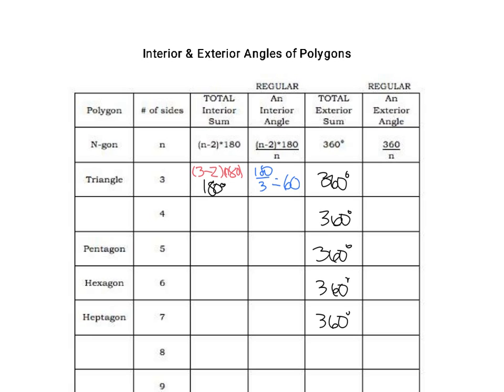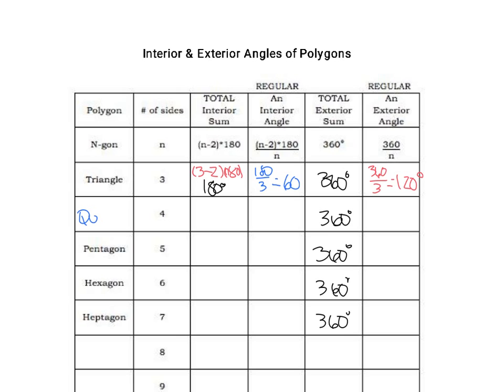And then to figure out one of the exterior angles, we take 360 degrees and divide it by 3, and 360 degrees divided by 3 results in the exterior being 120 degrees for a regular triangle. All right, let's do one more together.